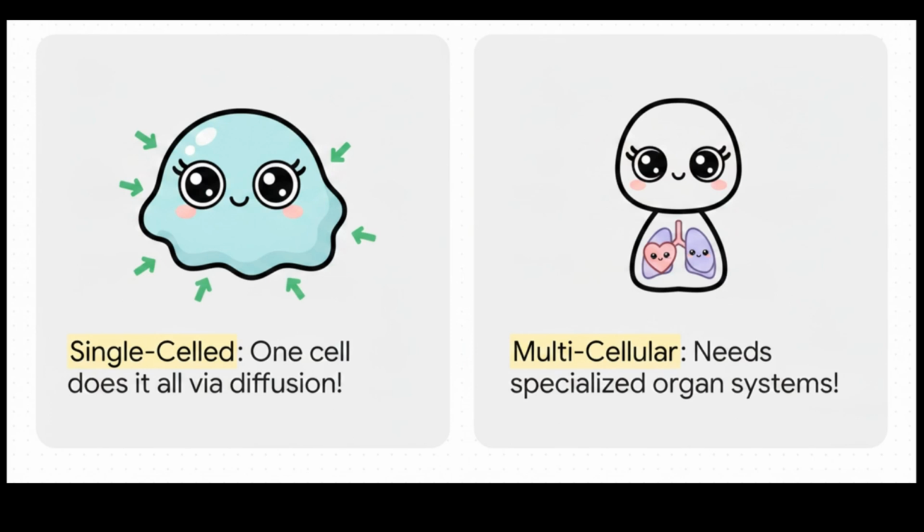You don't need complex organs. A simple process like diffusion can just pull in oxygen and push out waste. One cell literally does it all. But for ultra-complex, multicellular organisms like us humans, our deep internal cells aren't touching the outside world at all. Simple diffusion just isn't going to cut it. We require highly specialized, intricate organ systems just to carry out those 4 basic pillars.